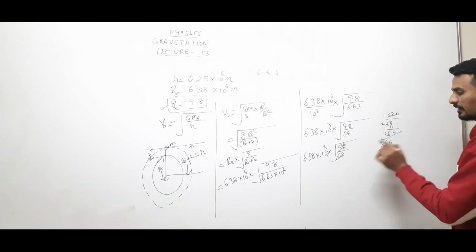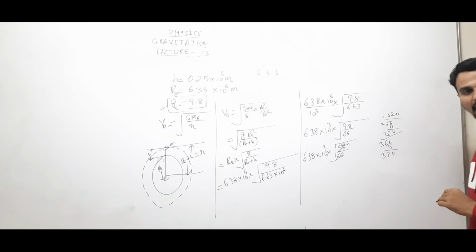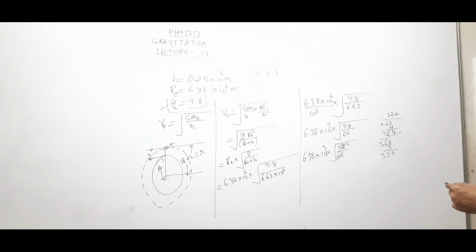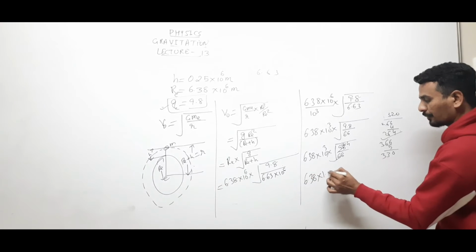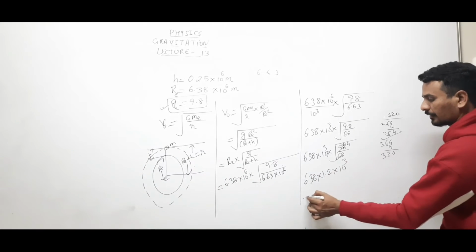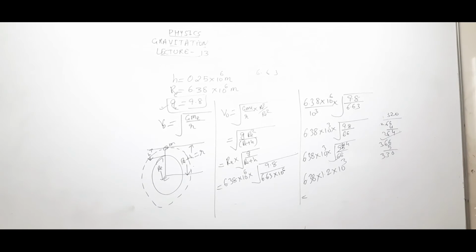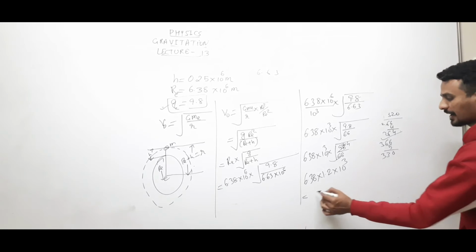So we can use 66 into 4, nearly. So the root of 1.4 will be 1.2, right? So finally it is 6.38 into 1.2 into 10 raised to 3. So your answer will be 7 point something. In the option it is given as 7.76, so that must be your answer.